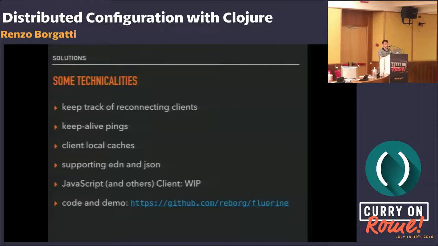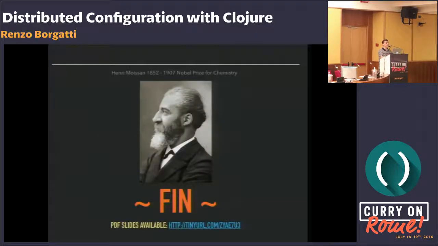The JavaScript client, as I said, is in the process of being written. And all the code is in the repo under my name. It's called Florin. And that's all, I think. I think this solution is serving us well at the moment. It's not deployed on the entirety of the application. It's running on part of it. Yeah, I think that's all. So if you have any questions.